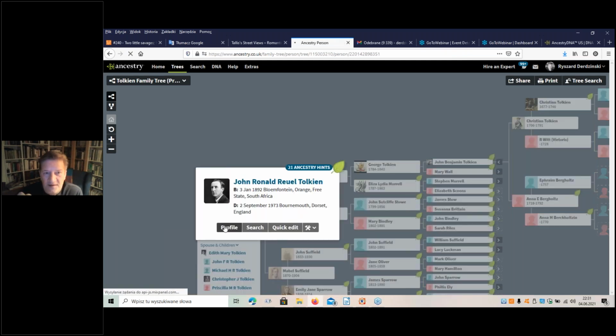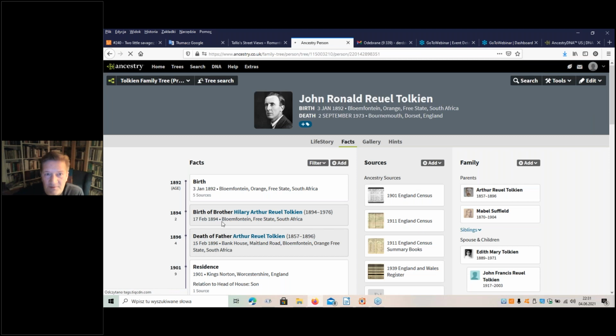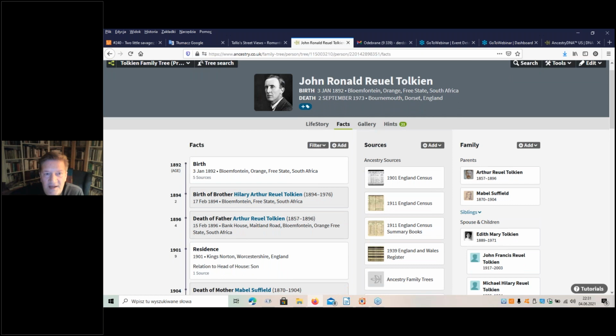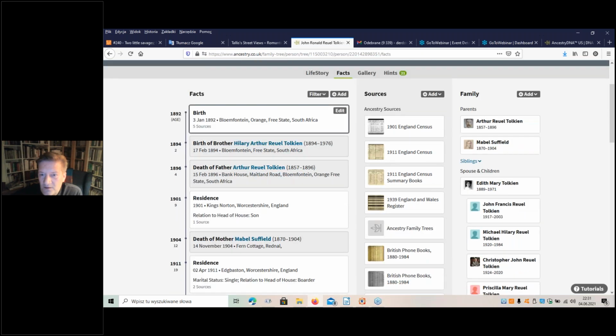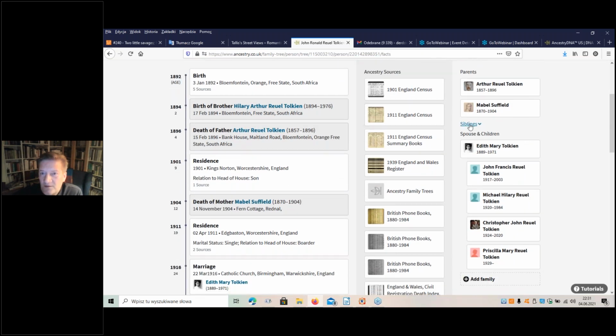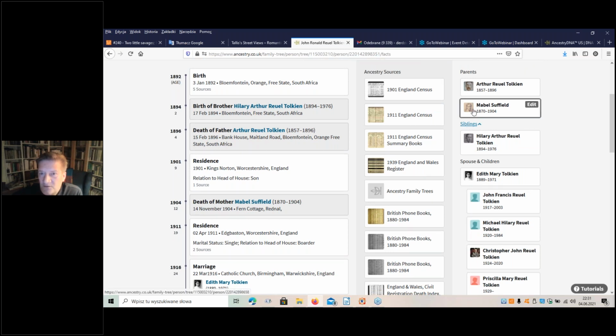Well, let us start with him. He was born, as you remember from his biography, in South Africa, in Bloemfontein, because his father found a job there in the Bank of England or Bank of Africa. And he was born in 1892. Also, his younger brother, as you remember, you can see here, siblings, Hilary Arthur Reuel Tolkien. The mother was Mabel Suffield and father Arthur Tolkien.